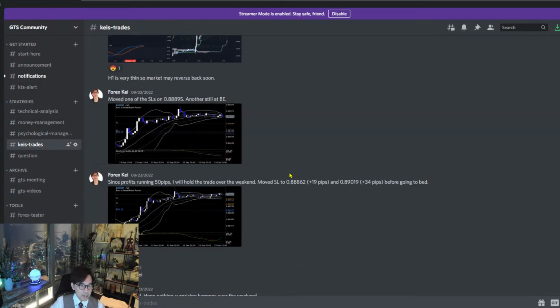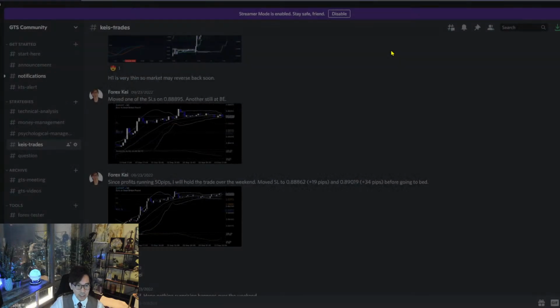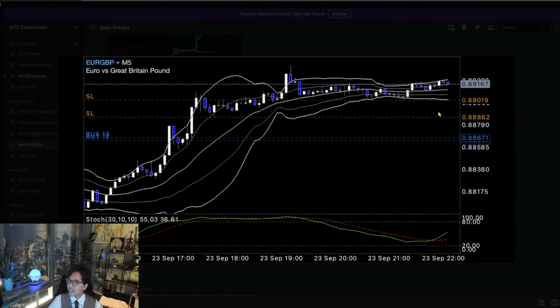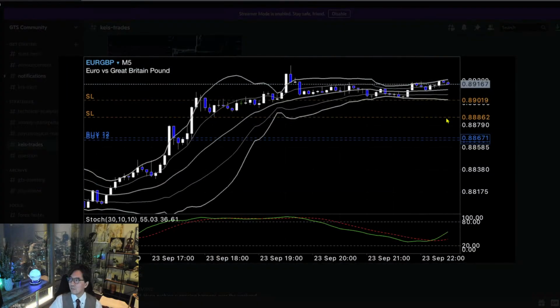And then this was the screenshot before I go to bed. I found the market is still going in my direction, so I moved one of the stop losses here and the second stop loss here. So I fixed a profit of 19 pips and 34 pips and went to bed, so that next morning when the market opens, even if the market goes back, I take 34 and 19 pips of profit on my two trades.